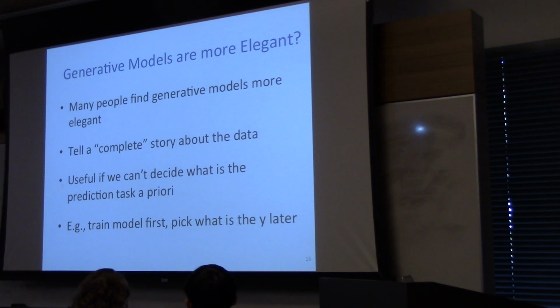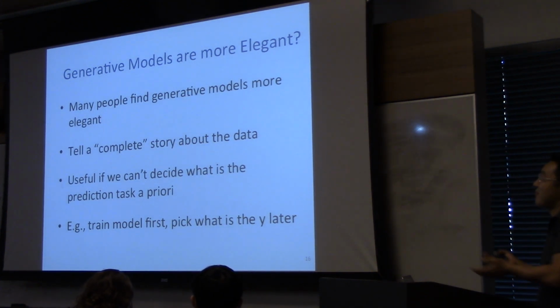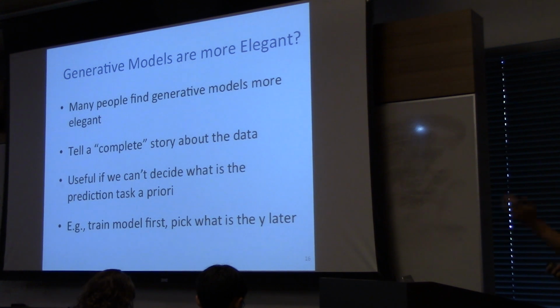It's also useful if we can't decide a priori what the prediction task is. Here's the data, and I'm actually not sure what the y is that I care about a priori. So I'll just build a whole joint generative model and hope that I've estimated the model well enough. Then I can ask for any p of y given x, treating any variable as the y, using Bayes' rule.